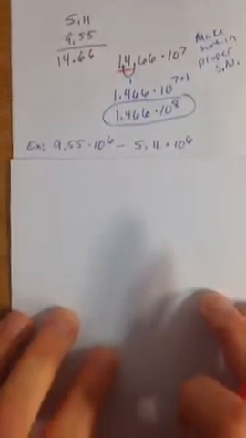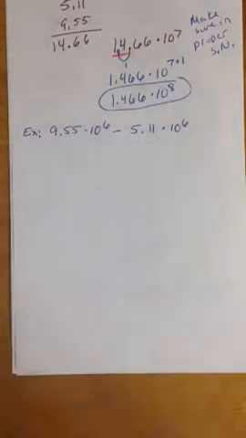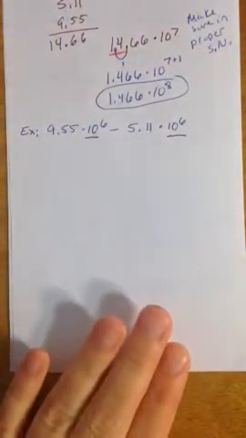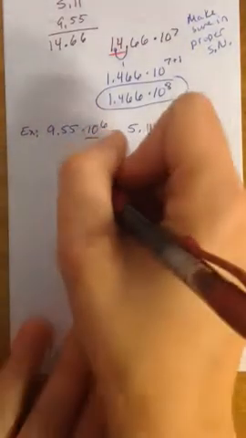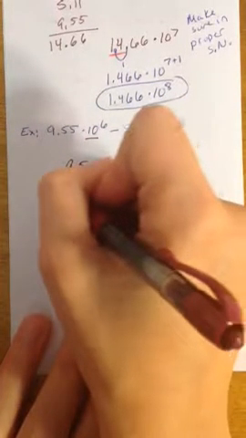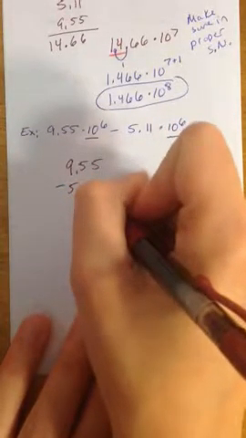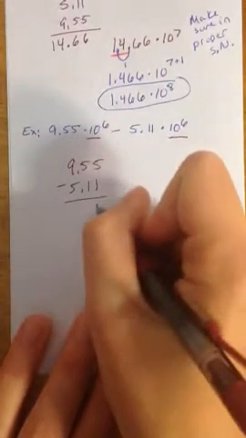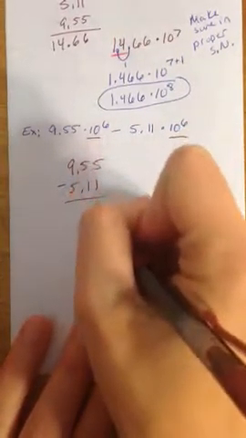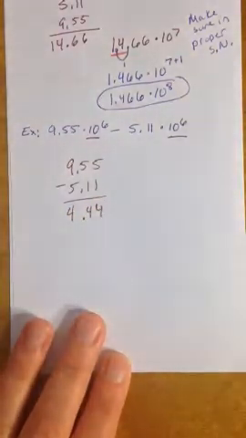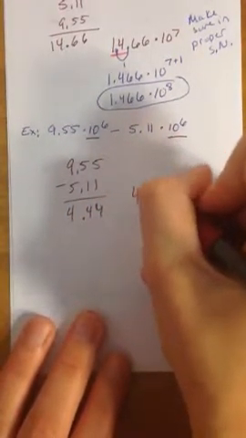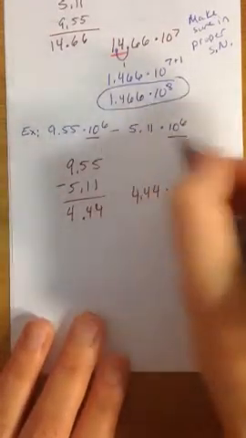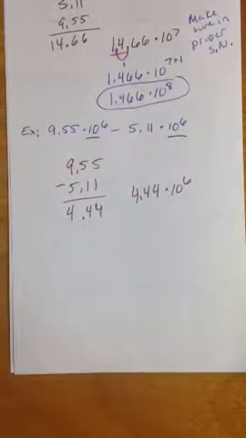My next example is some subtraction. I have 9.55 times 10 to the 6th minus 5.11 times 10 to the 6th. And again, these have the same powers, so I can just subtract my front numbers. 9.55 minus 5.11: 5 minus 1 is 4, 5 minus 1 is 4. Bring my decimal down. 9 minus 5 is also 4. How convenient, 4, 4, 4. So I have 4.44 times 10 to the 6th, because again I just keep that exponent coming down.